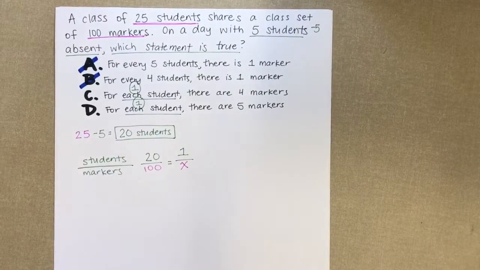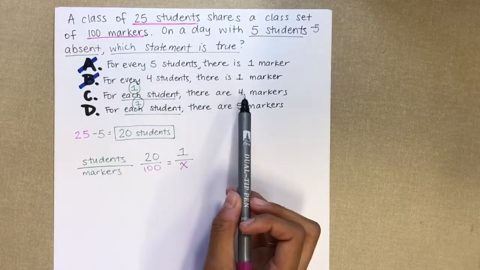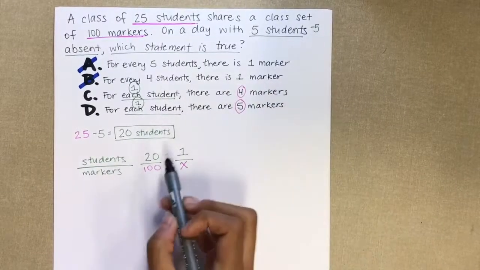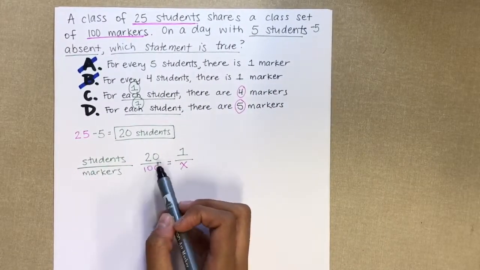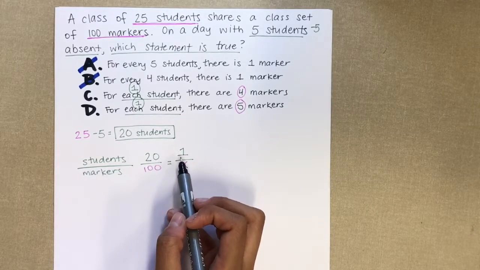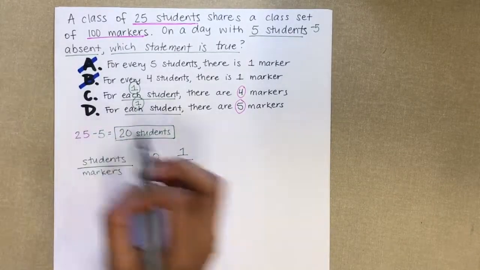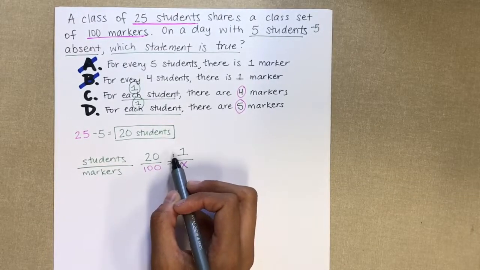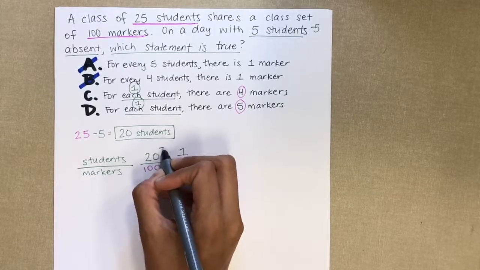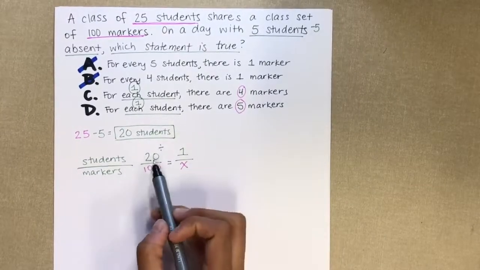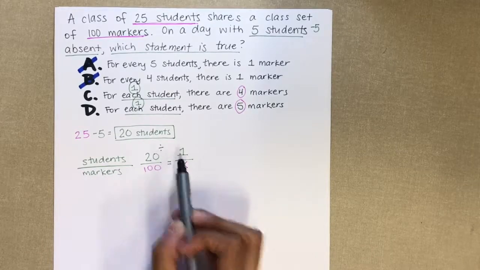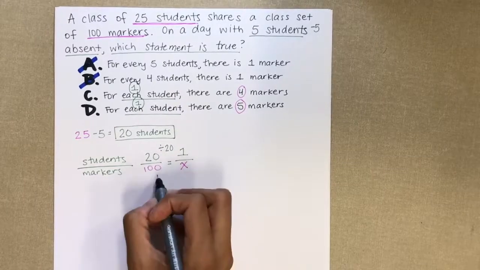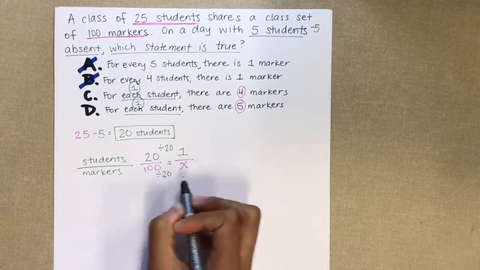So now I just need to figure out, for every 1 student, is there 4 markers or is there 5 markers? All right, so remember ratios deal with multiplication and division because we're scaling up or scaling down. So if I look at 20 to 1, going from 20 to 1, am I multiplying or am I dividing? Well, I'm getting smaller, so I'm going to divide. 20 divided by what number will give me 1? 20. Whatever I do to the top, do to the bottom.